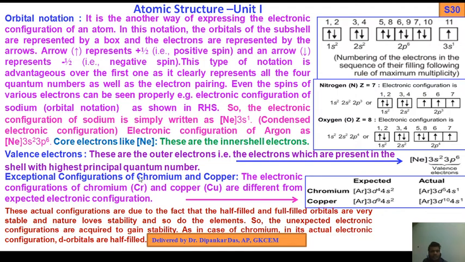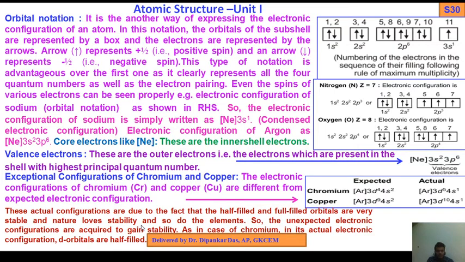Now the exceptional configurations of chromium and copper. The electronic configurations of chromium and copper are different from the expected electronic configurations. For chromium, the expected is [Ar] 3d4 4s2, but the actual is [Ar] 3d5 4s1. For copper, expected [Ar] 3d9 4s2, actual [Ar] 3d10 4s1. So d4 becomes d5, d9 becomes d10.